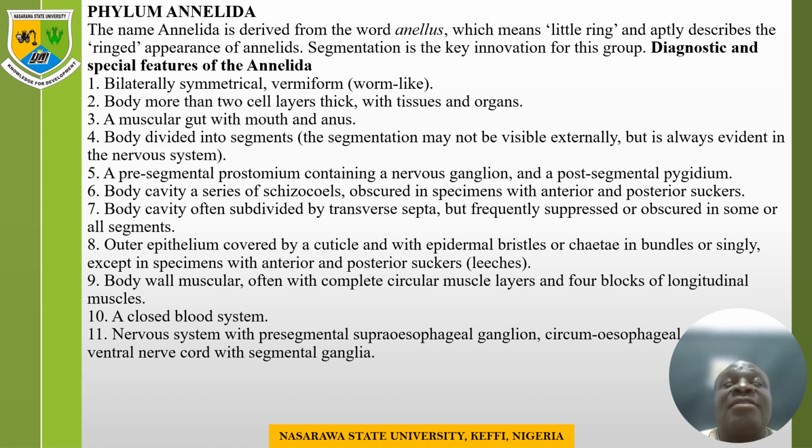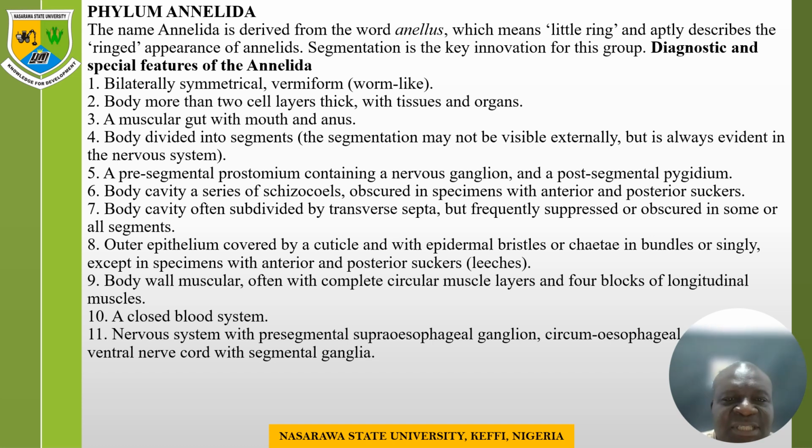Their bodies are divided into segments. The segmentation may not be visible externally, but it is always evident in the nervous system. For example, as we go further, we'll see the earthworm. In the segmentation of the earthworm, you may not see the segmentation clearly. It is not too visible externally, at times it's not too glaring, but there's always evidence of it in the nervous system, which is a bit advanced compared to other organisms.